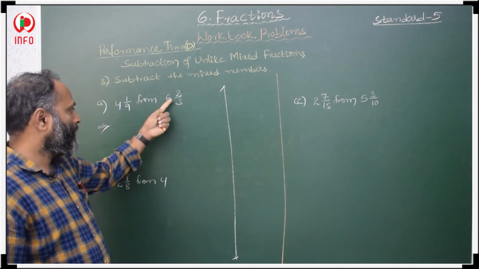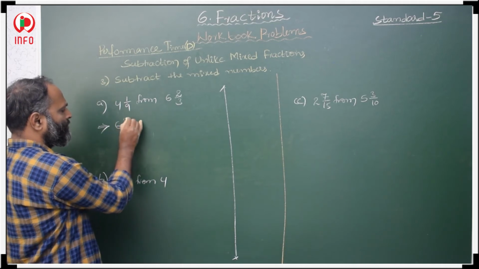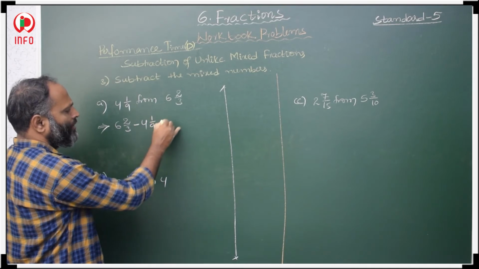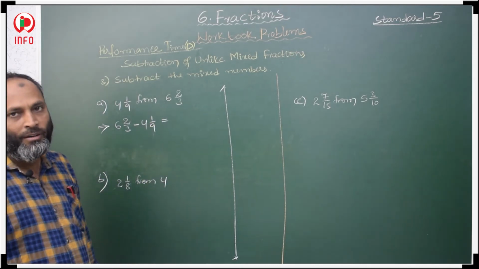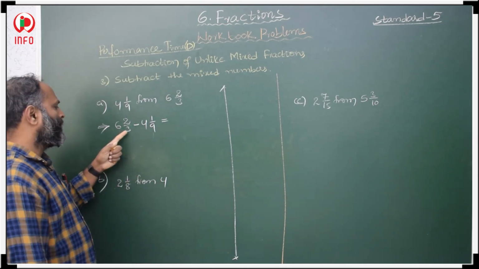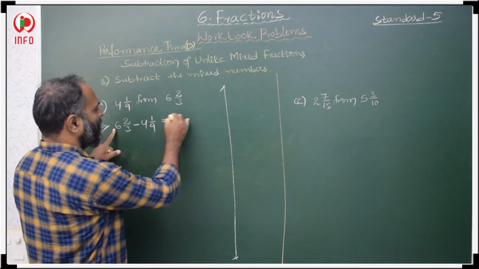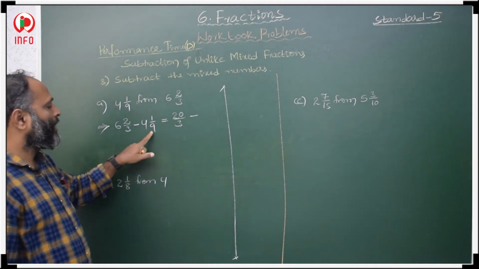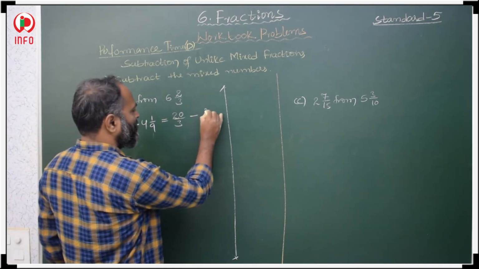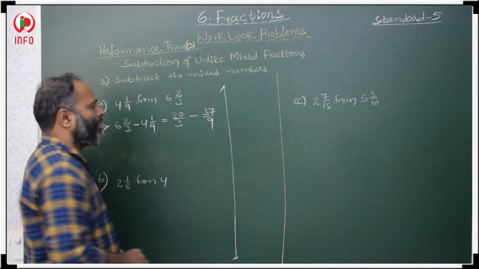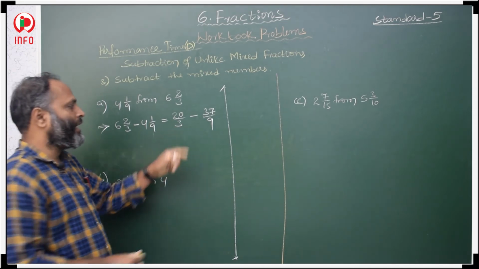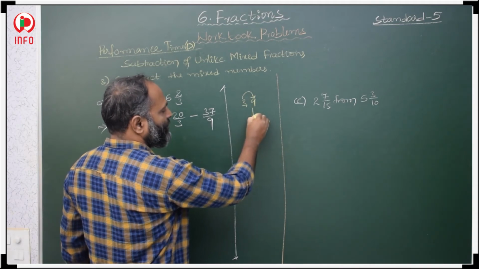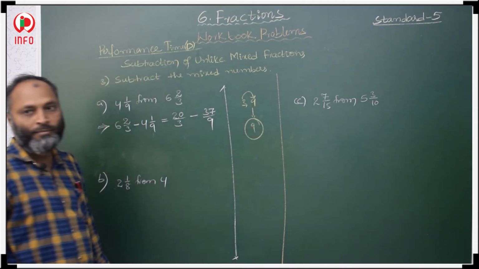First we take from number 6 2 by 3, and from the first fraction, 1 by 9. These are mixed fractions, so we have to convert them into improper fractions. 3 6s are 18 plus 2, 20, so 20 by 3, minus 9 4s are 36 plus 1, 37, 37 by 9. Now we have to find the LCM of 3 and 9. 3 is a factor of 9, 3 3s are 9, so that is why 9 is the LCM.